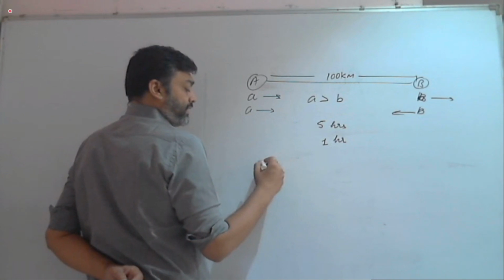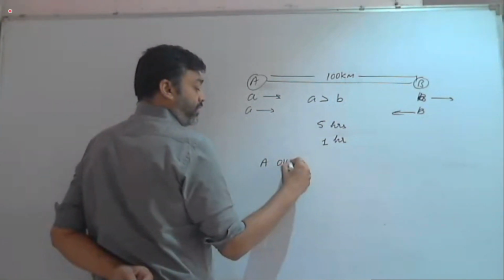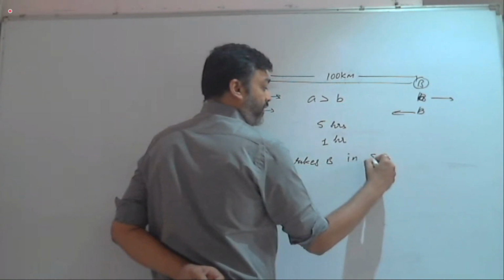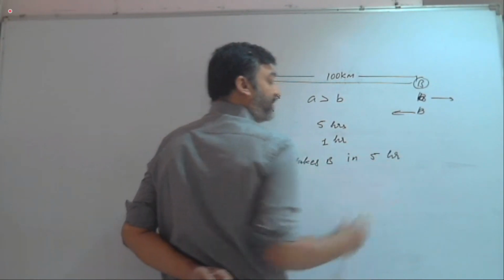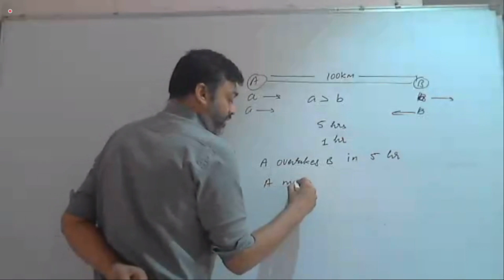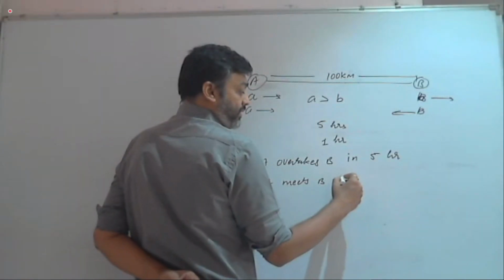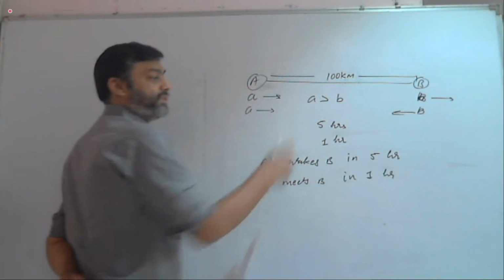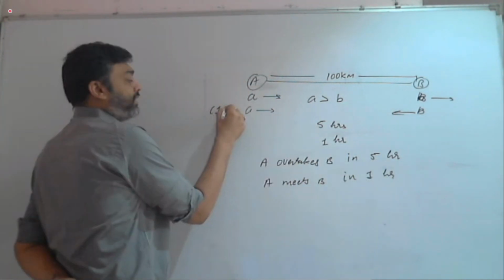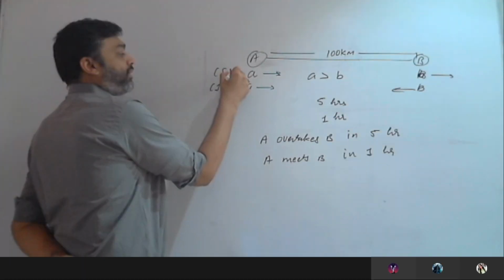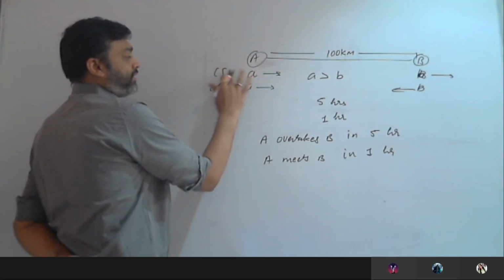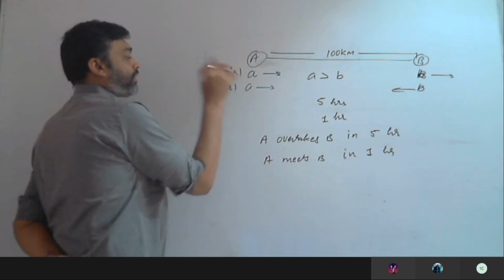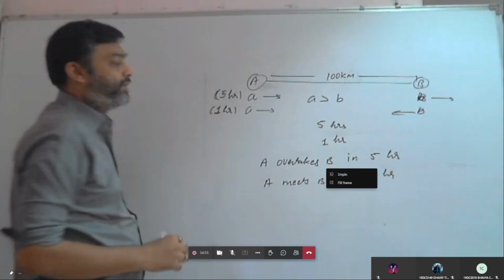Or we can write: A overtakes B in 5 hours, right? And A meets B in 1 hour. Meets means they are moving towards each other. So in the second case they meet in 1 hour. In the first case, A overtakes B in 5 hours. So can you find out the individual speeds, everyone?